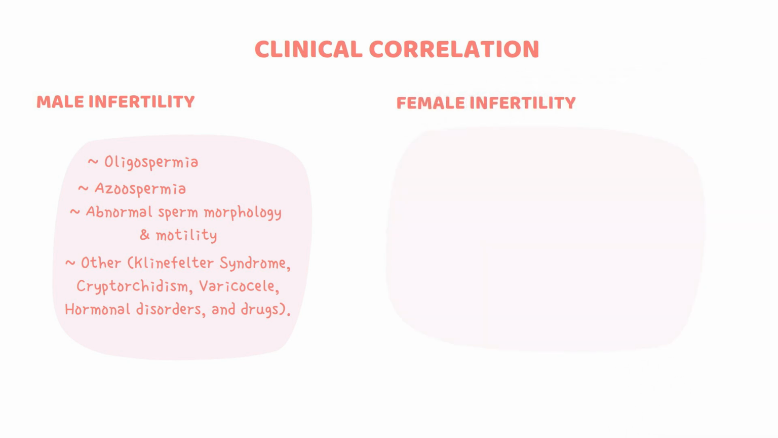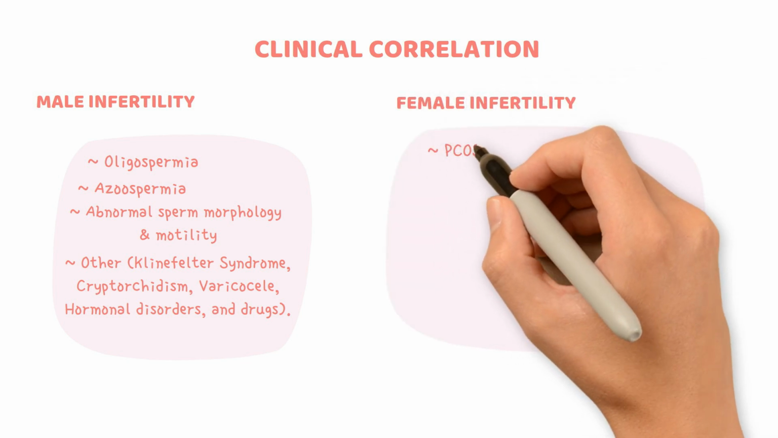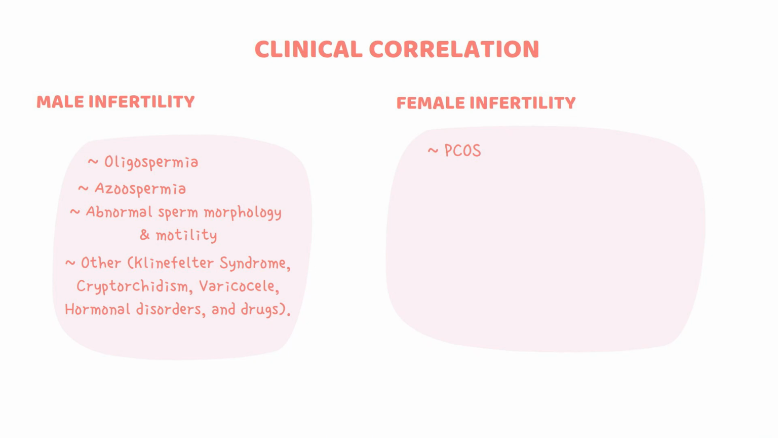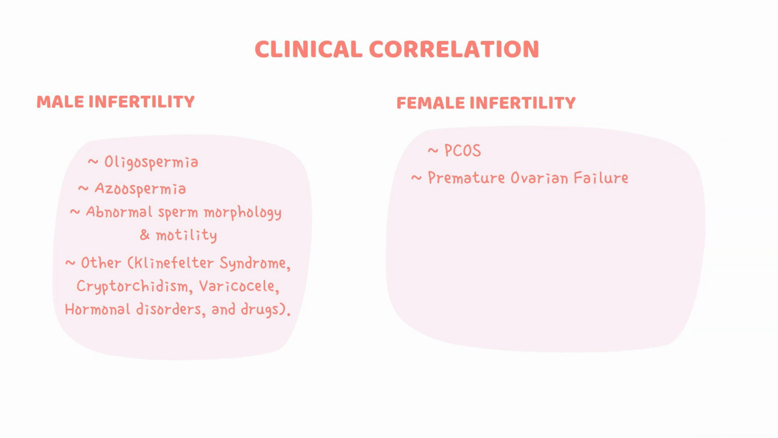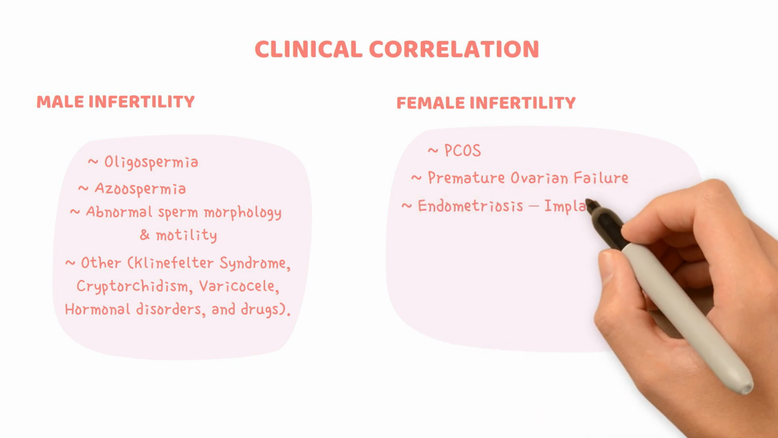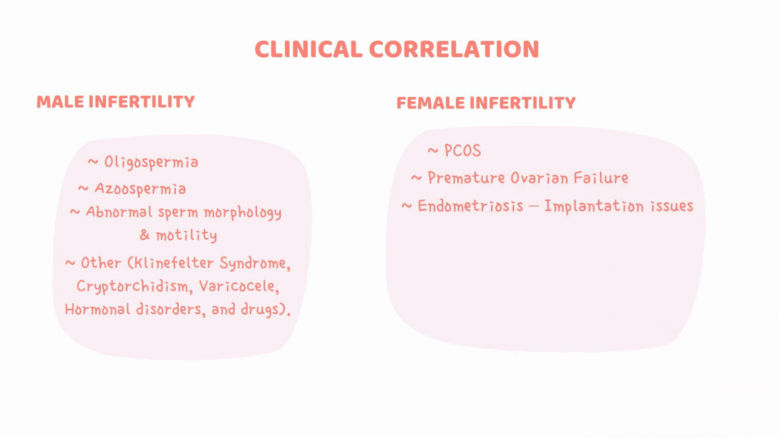Female infertility, polycystic ovary syndrome, characterized by irregular menstrual cycles that disrupt ovulation, often leading to infertility and metabolic issues. Premature ovarian failure, a condition where the ovaries lose their normal function before the age of 40, leading to infertility. Endometriosis is a chronic condition where tissue similar to the endometrium, lining of the uterus, grows outside the uterus, causing pain, inflammation, and potential infertility.